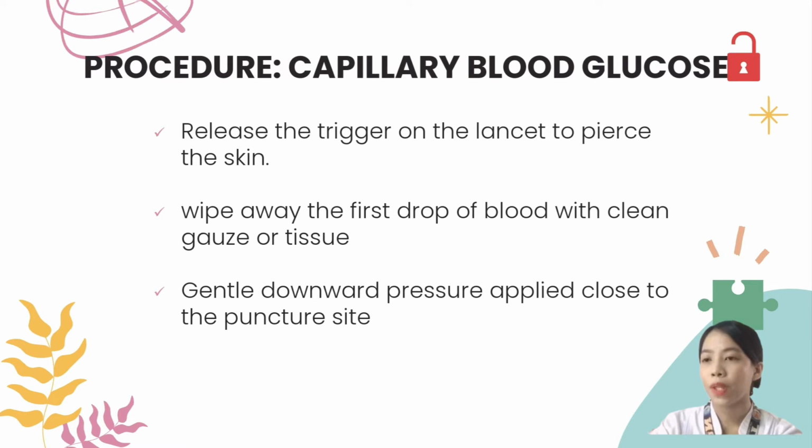Recommendations are to wipe away the first drop of blood with clean gauze or tissue, as this drop of blood may contain intracellular or interstitial fluid or is hemolyzed, both of which could affect the blood sample. Gentle downward pressure applied close to the puncture site may facilitate blood flow and collection of the second drop of blood. Collect the second drop of blood as it forms by touching the tip of the glucose testing strip.